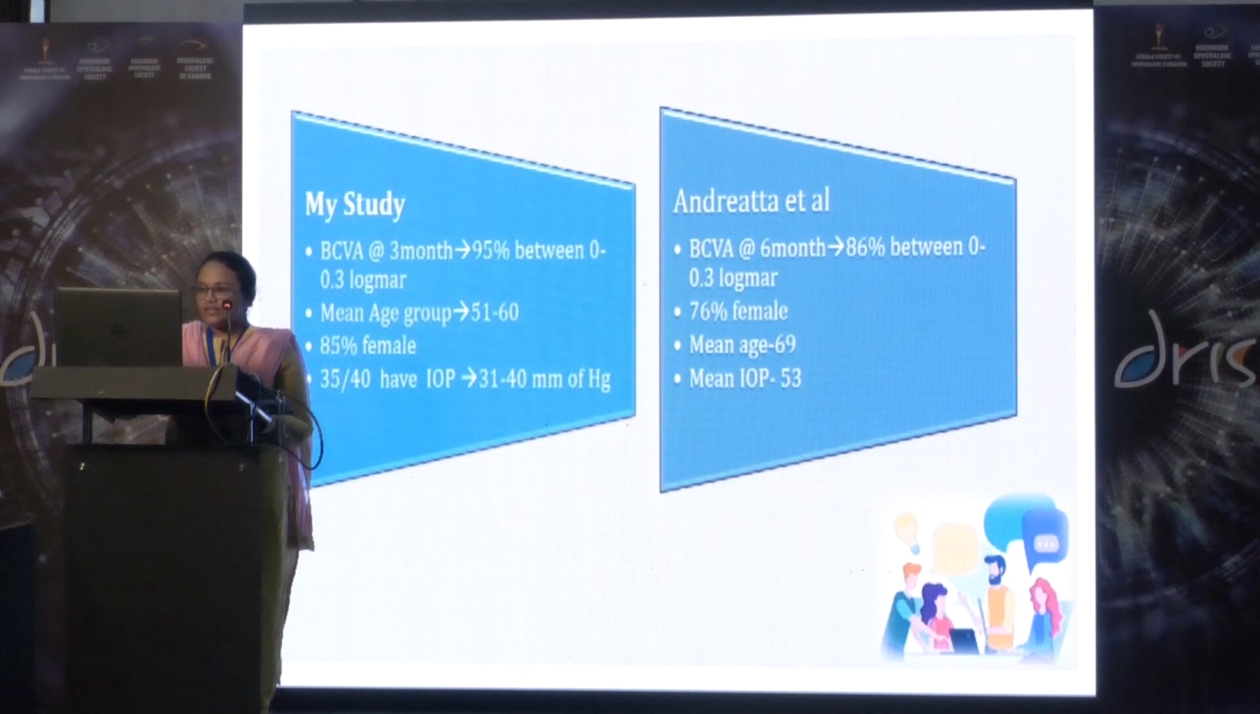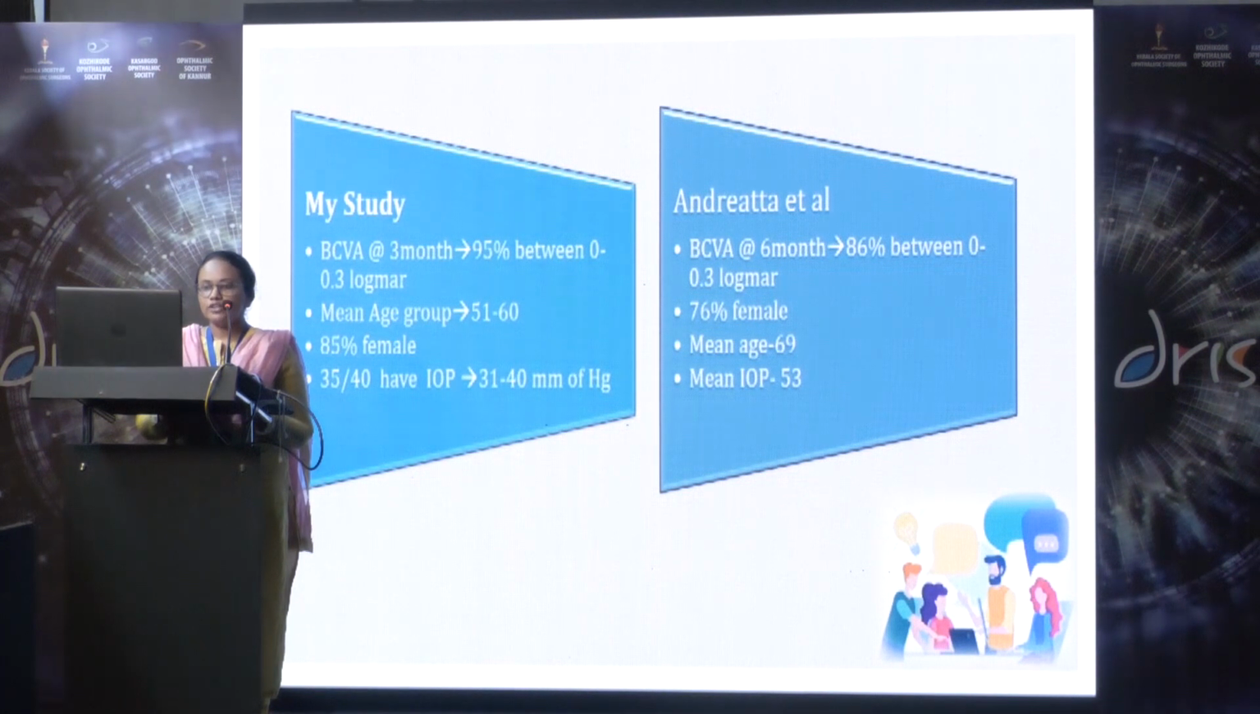And in Andretta et al., the best corrected visual acuity at the 6-month period was between 0 to 0.3 logMAR in 86%. Again here, 76% were female, the mean age was 69 and the mean IOP was 53. In my study, the best corrected visual acuity at 3 months was between 0 to 0.3 logMAR in 95%. The mean age group was 51 to 60, 85% were female, and 35 out of the 40 had IOP between 31 to 40 millimeters of mercury.